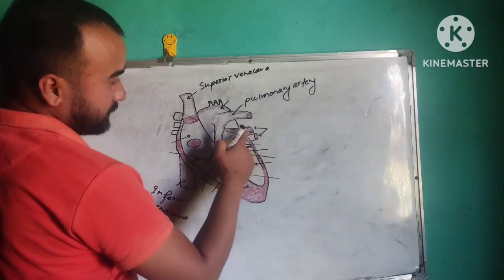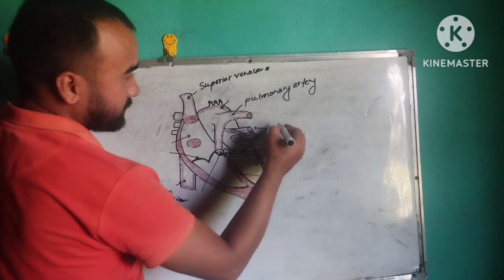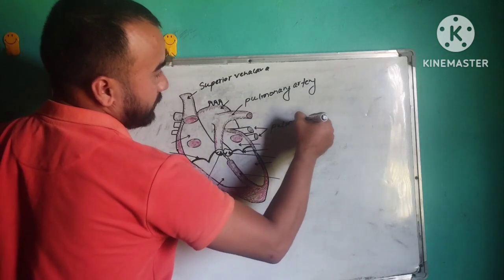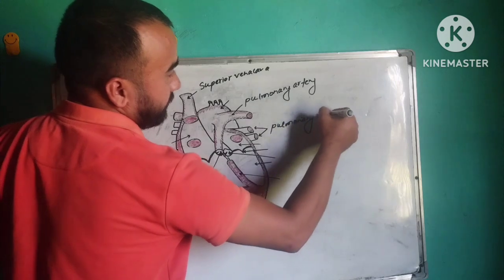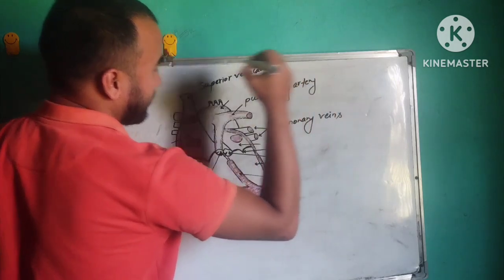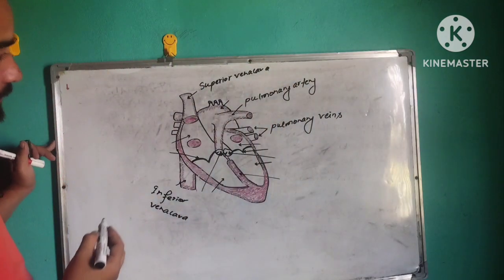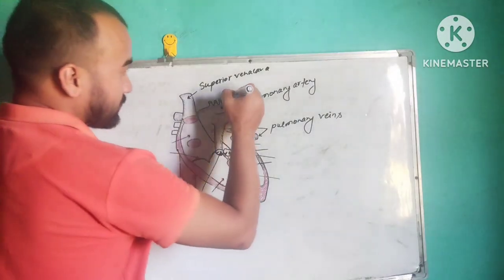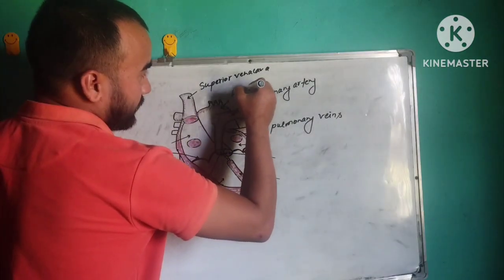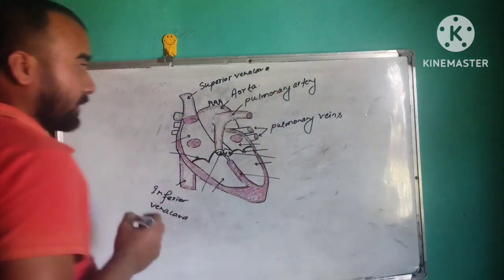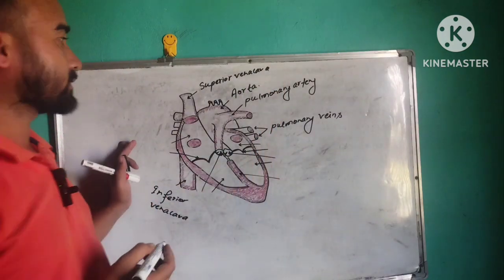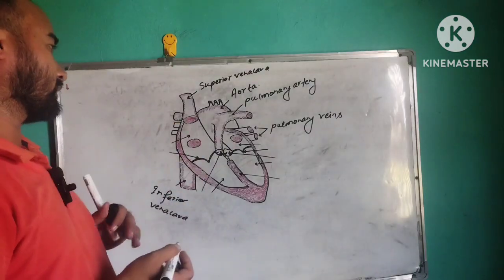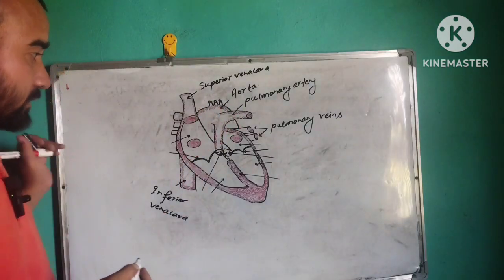And similarly, these two blood vessels are the pulmonary veins. And this structure is the aorta, and the aorta is the largest artery of the human body. That means it is the largest artery. Aorta is the largest artery.